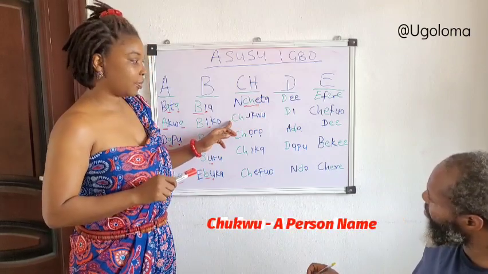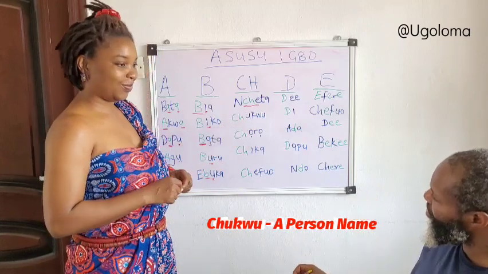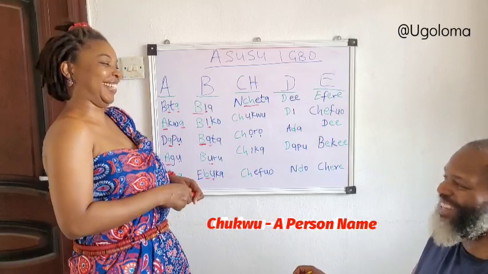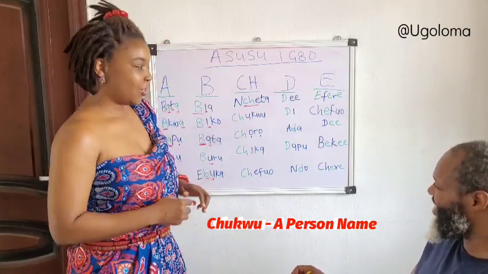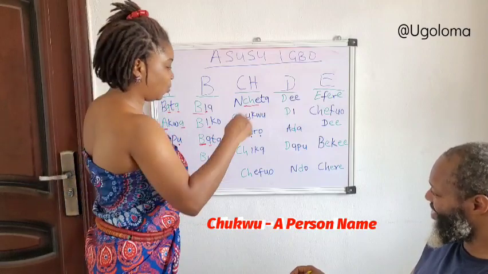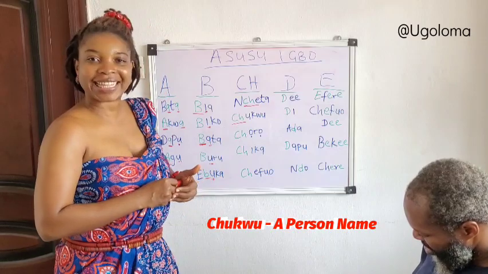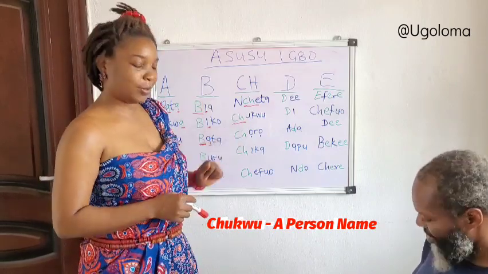Next one, I will say it and then you pronounce the other ones, okay? Chuku. What's your name? Ugo Chuku. So you know how to say that one. Chuku means God. Chuku, the Most High, our Abba Father, our everlasting.